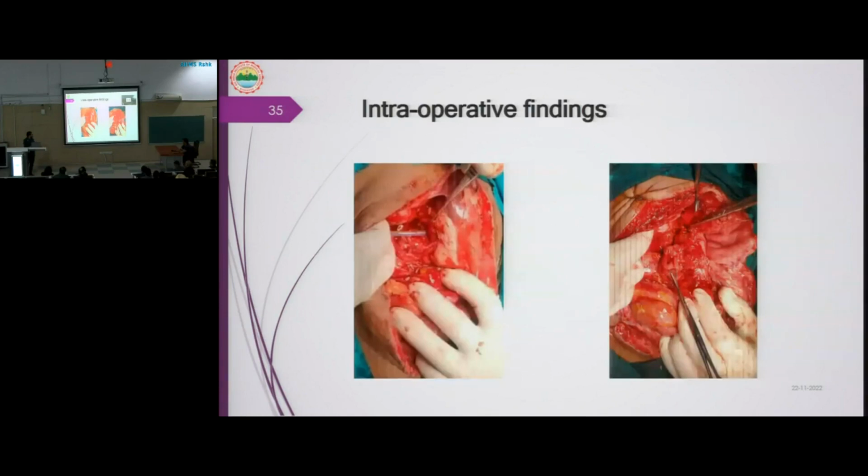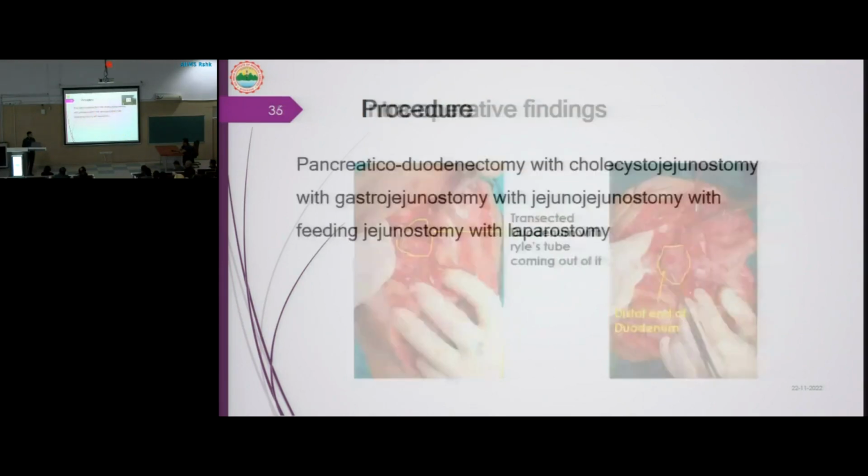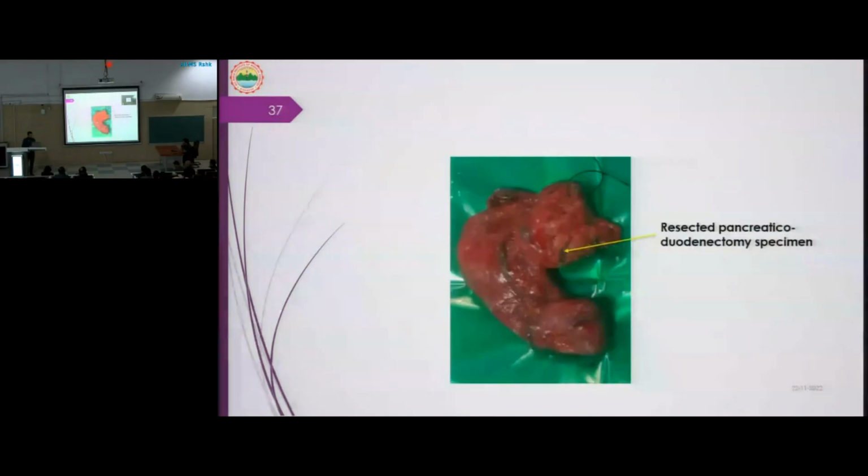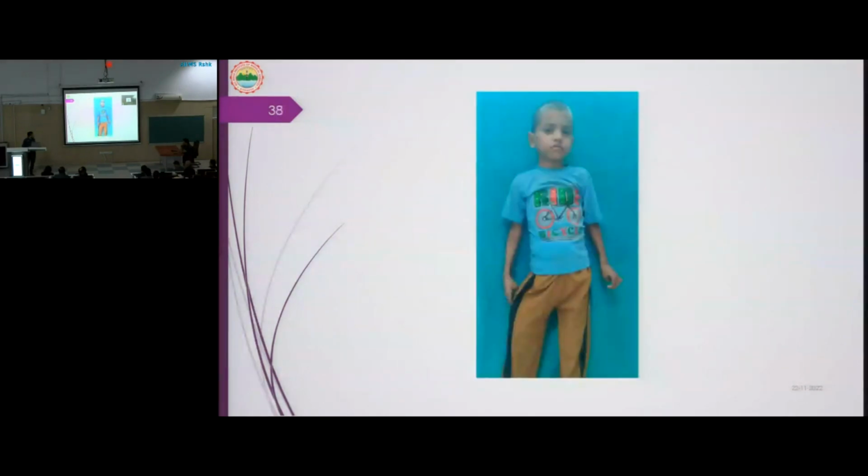These are the intraoperative pictures. There is total transection of the duodenum, and this is the Ryle's tube coming out of the transected duodenum, and this is the distal part of the duodenum. So again, pancreaticoduodenectomy with cholecystojejunostomy, gastrojejunostomy, and jejunojejunostomy with feeding jejunostomy was done. This is the resected specimen, and this child is doing well on follow-up.